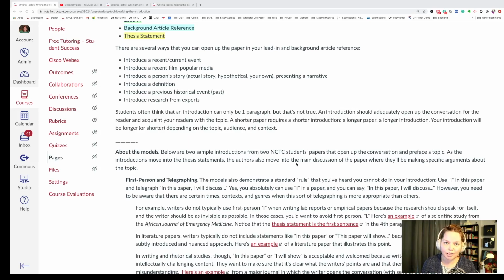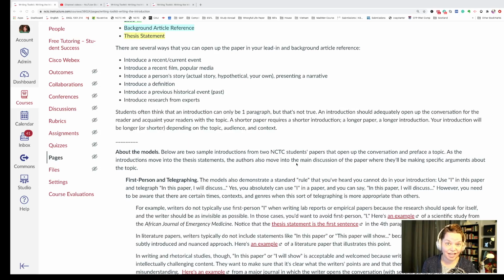So let's look at some strategies for opening up your paper in your lead-in and in your background article reference. You might introduce a recent or current event. This is often something that's happening in the news that gets your readers' attention because then they also know about what's going on and they're drawn in. You might introduce a recent film or popular media. Maybe you introduce a story or a narrative. This doesn't necessarily have to even be a real person. It could be a hypothetical person that you let your reader know is a made up example of a person whose experiences would illustrate what you're talking about perfectly.